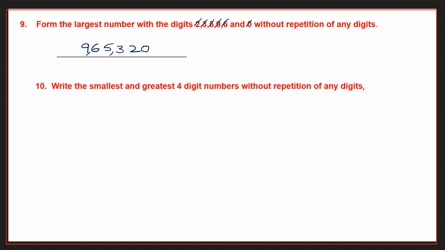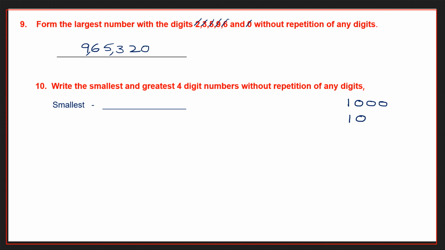Question 10. Write the smallest and greatest 4-digit numbers without repetition of any digits. Okay, so let's do that. So the smallest 4-digit number. Now the smallest 4-digit number we know is 1000. But here they're saying we should not repeat any digit. So 1 will remain as it is. So 0 I can write because that is the first 0 there. Now I cannot write the next 2 zeros because that will be repetition.